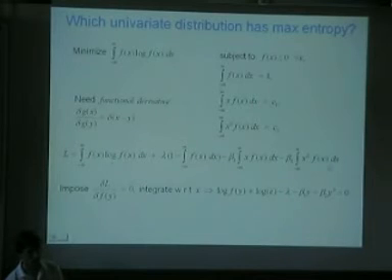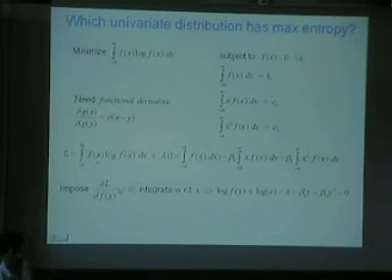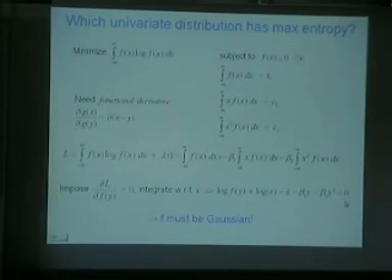So the Lagrangian now takes this form, and imposing that it be 0 with respect to arbitrary variations in this function f, and then integrating with respect to x, which this allows you to do, gives you this, which says that it must be a Gaussian. So we just discovered in one slide that the Gaussian is the univariate distribution of maximum entropy if you fix the mean and the variance.